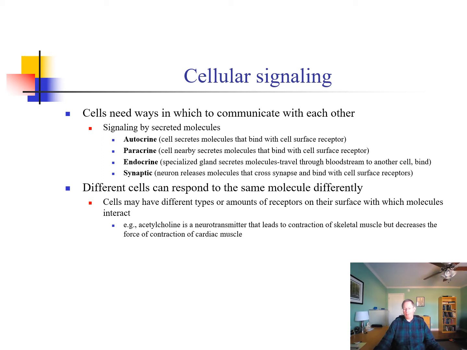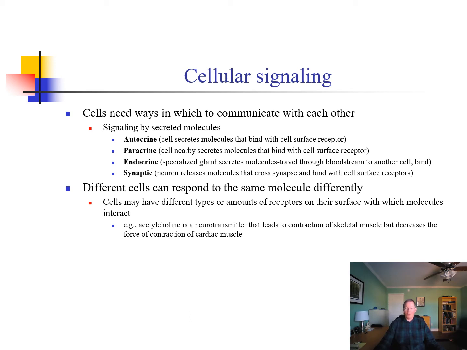If I secrete a molecule that binds with the same cell that is secreting it, I call that an autocrine form of communication. You might think, why would this be essential? Sometimes you want to have positive feedback mechanisms where a cell will self-stimulate itself to do more of a particular function. I have the capability of secreting a molecule, and then a nearby cell will have that molecule bind with it that will cause some change. That's a paracrine type of cellular communication.